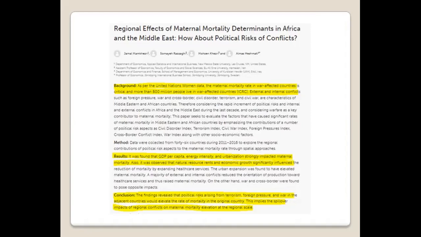The data were collected from 46 countries during 2011 to 2016 to explore the regional contribution of political risk factors to maternal mortality. The result of this article shows that GDP per capita, energy intensity, and urbanization strongly impacted maternal mortality. It was also observed that natural resource rents and economic growth significantly influenced the reduction of maternal mortality by expanding healthcare services. The finding revealed that critical risks arising from terrorism, foreign pressure, and war in adjacent countries would elevate the rate of maternal mortality in regional countries. This indicates spillover impacts of regional countries' conflicts on maternal mortality elevation at the regional scale.